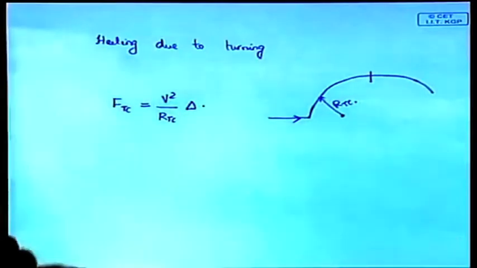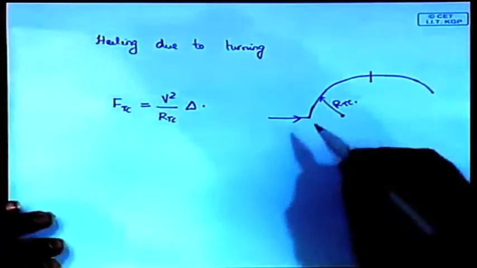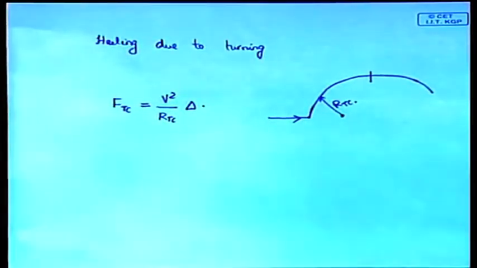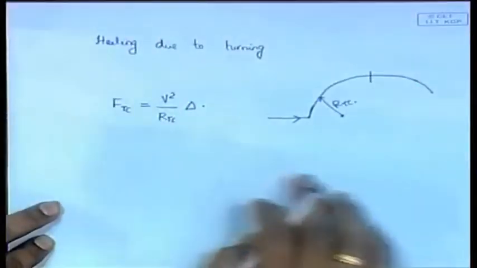which is the force that is acting away. So if the ship is turning like this, we assume that the centrifugal force acts at the center of gravity of the ship. So at the center of gravity of the ship, there is a force that acts away from the circle. So if the circle is like this, the ship is turning like this, and this is the center of the circle, then away from the center, like this, a force acts, the centrifugal force. So v square by r Tc times delta is the force acting.